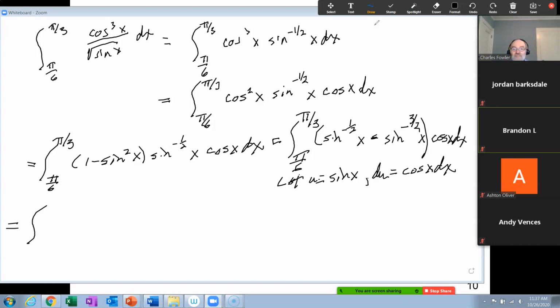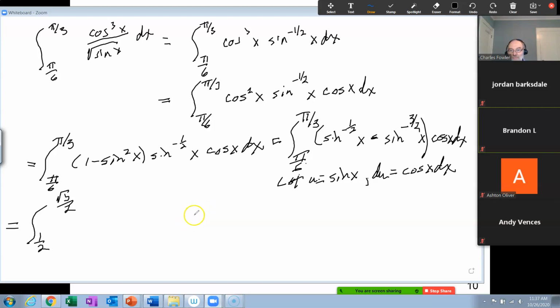Okay. Now, what we're doing is changing our limits. When x is pi/6, sine of pi/6 is, anyone remember? 1/2. When x is pi/3, the sine of pi/3 is the square root of 3 over 2. So those are our new limits for the u's.